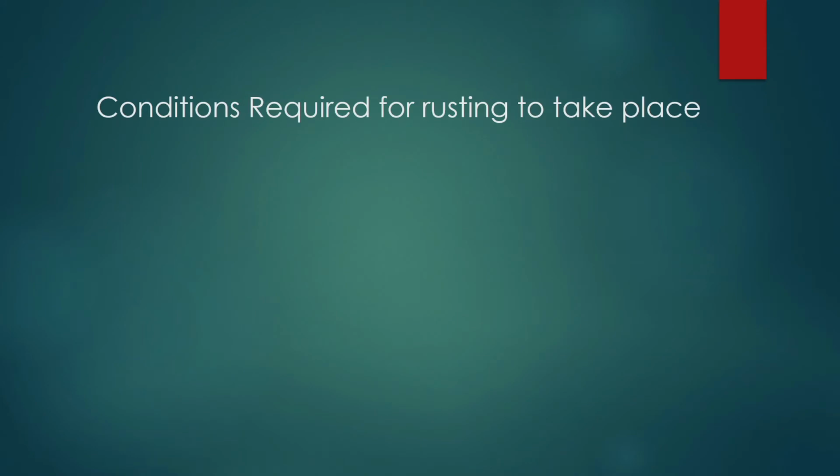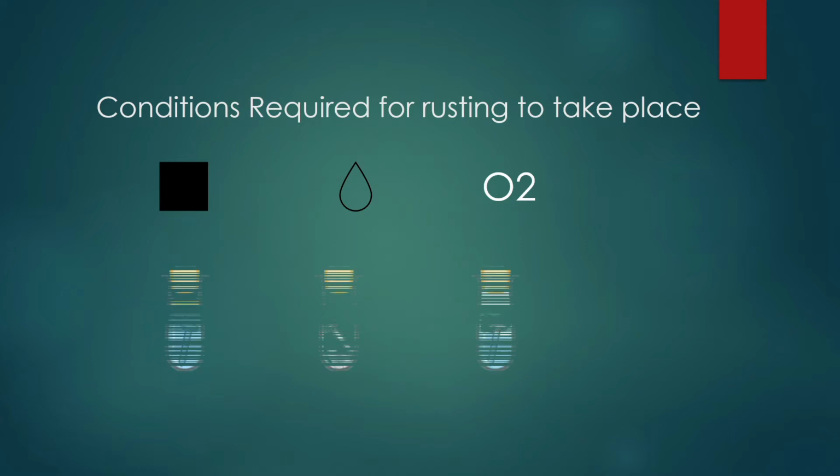Conditions required for rusting to take place. As we have earlier discussed, metal reacts with water and oxygen in the atmospheric air to form rust. So let's conduct an experiment. We have 3 test tubes. The first test tube contains water that has been boiled to remove all oxygen, and then a thin film of oil is placed on top of the water to ensure no diffusion of oxygen to the nail. The test tube is then sealed to ensure that the condition within the test tube is maintained.